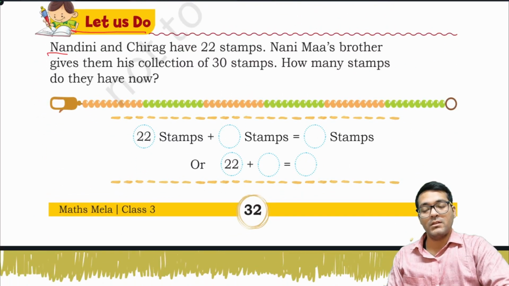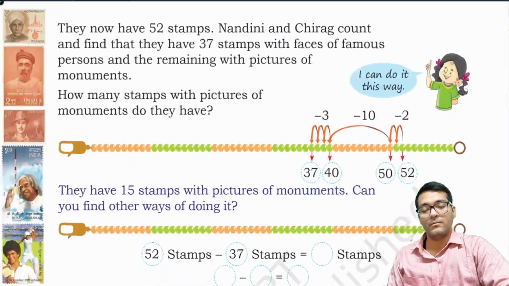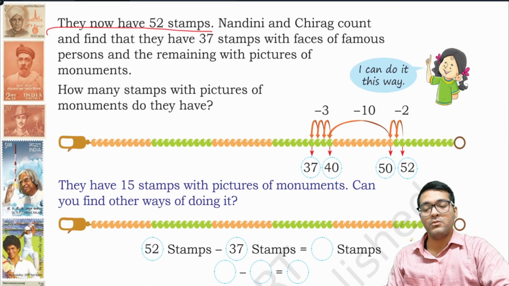Let us do. Nandini and Chirag have 22 stamps. Nani Maa's brother gives them his collection of 30 stamps. How many stamps do they have now? 22 stamps and 30 stamps will give you 52 stamps. You can do that on this Ginladi. Or 22 plus 30 is equal to 52. They now have 52 stamps.